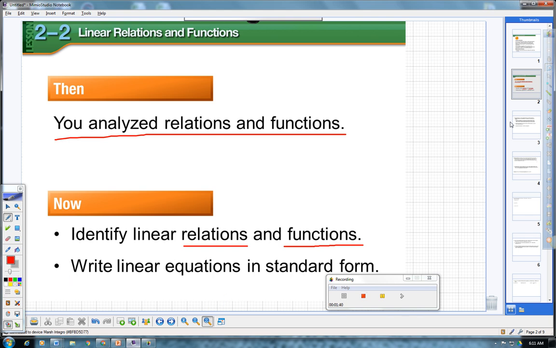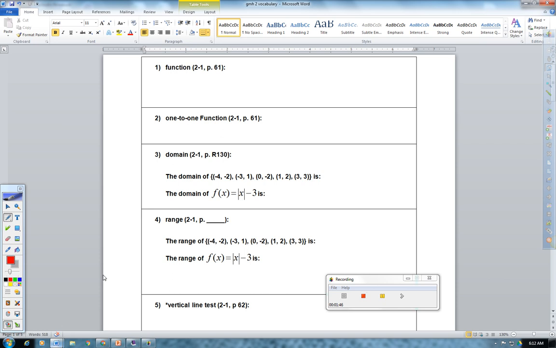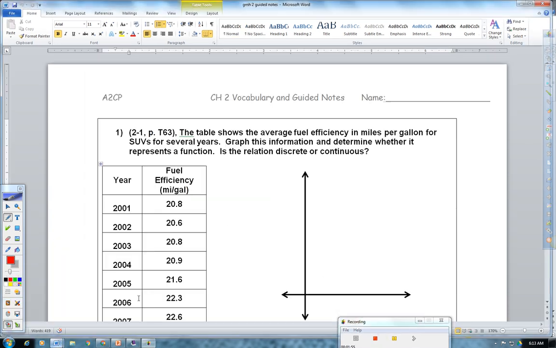So let's go ahead and jump right into the vocabulary. Hopefully you've received your 2 packets. One is the vocabulary, which looks like this, and the other is the guided notes. The guided notes look like this. So if you haven't, go ahead and pause and make sure that everyone has both of those packets.